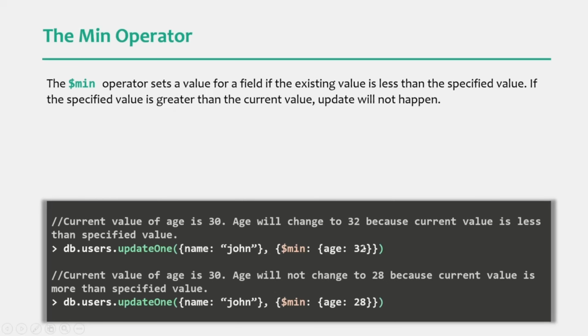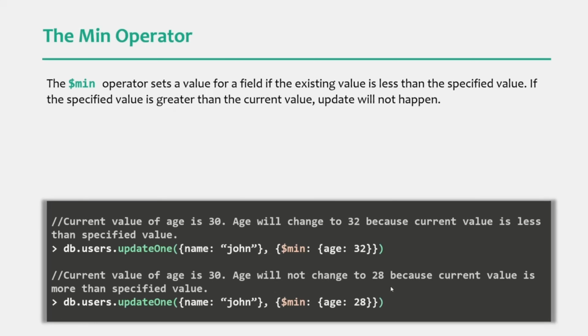But if the value of age field is already greater than the specified value, so for example, we want to set the age field to 28, but the current value is 30. So here the specified value is less than the current value. In that case, this update operation will not update the age field to 28. So you can use min operator when you want to set a value for a numeric field only if the specified value is greater than the current value of that field.